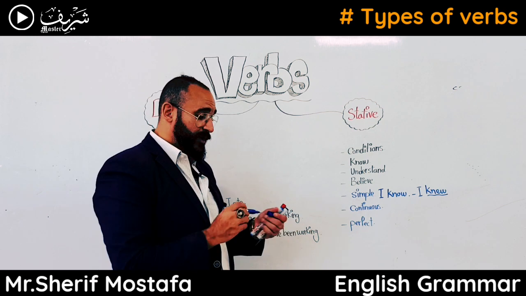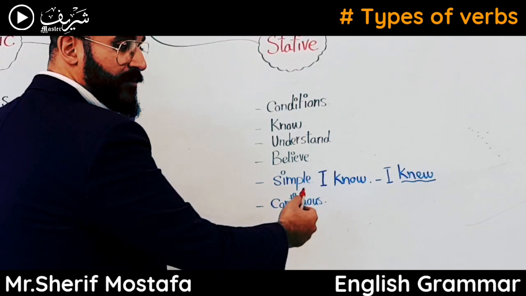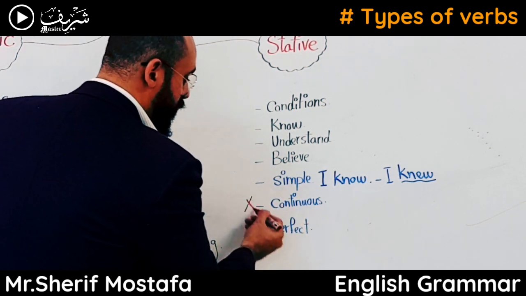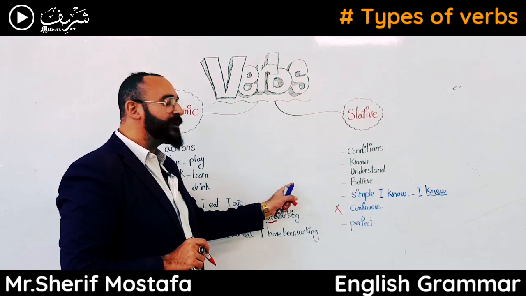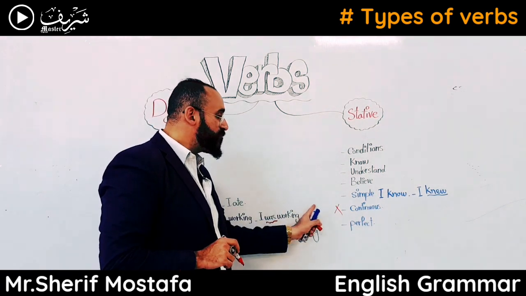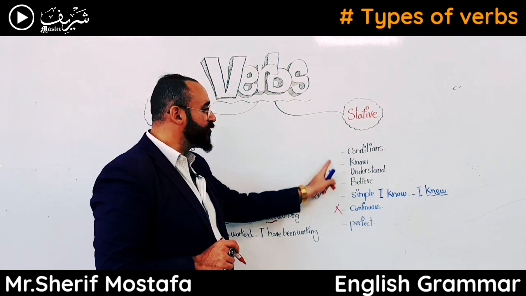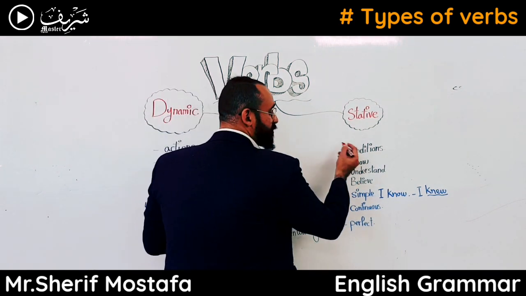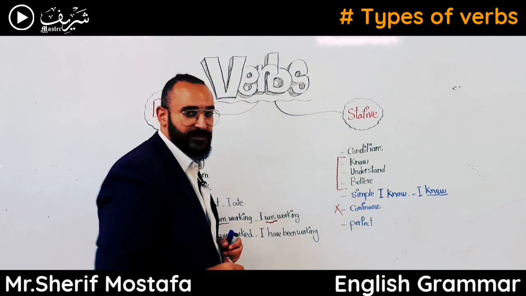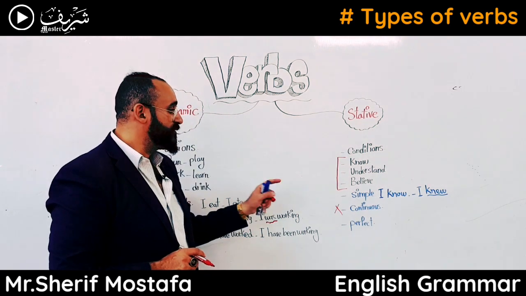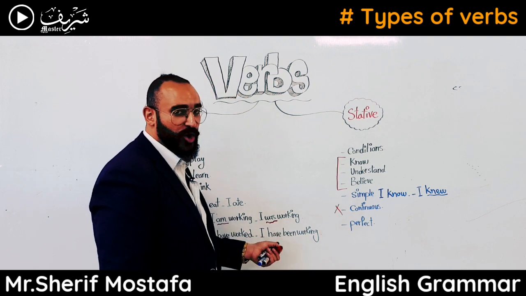This is great. And here comes the big surprise. Can we say I am knowing? No, no. We can't use that. And this is the difference. We cannot use the be verb, or we cannot use the continuous form with those kinds of verbs. Why with those kinds of verbs? Because they are stative verbs. Stative verbs. This is great. So I cannot say I am knowing.